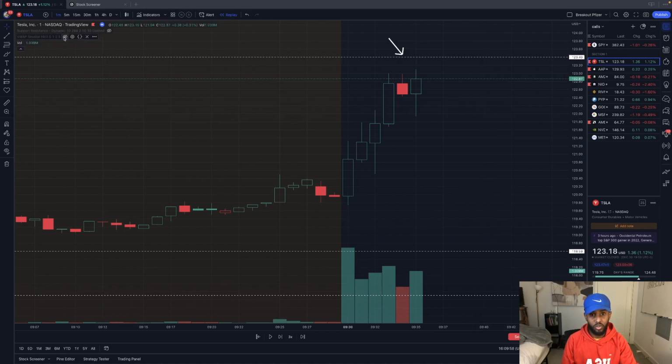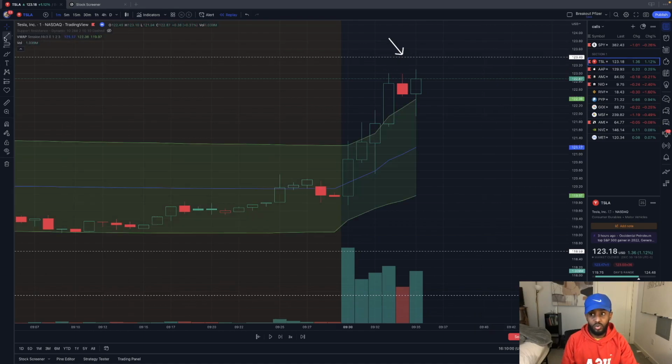And this is why we use VWAP. We can use the VWAP area as an area. If it pushes back down to this, I'll buy. If it pushes back down to this, then I'll buy. So now we just wait.